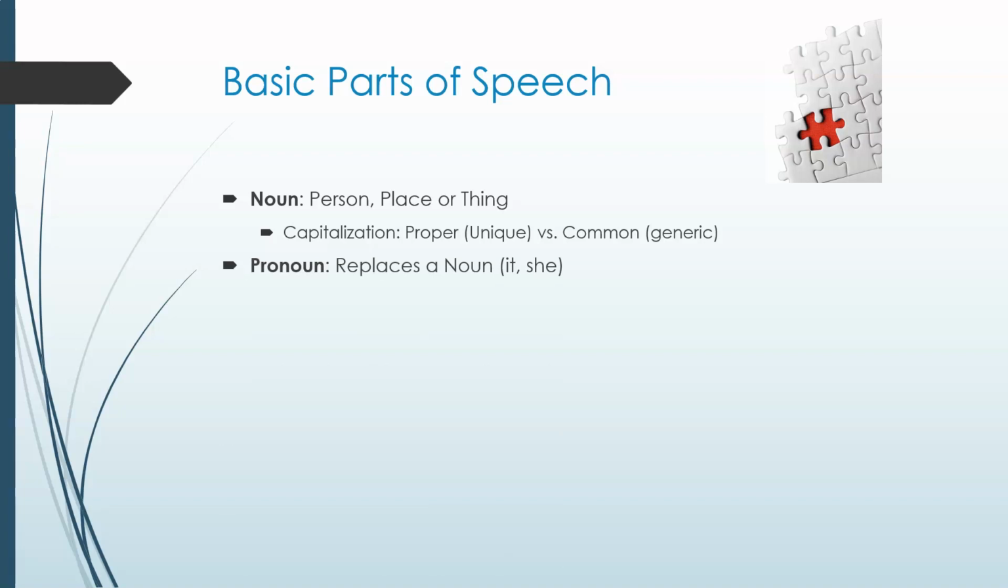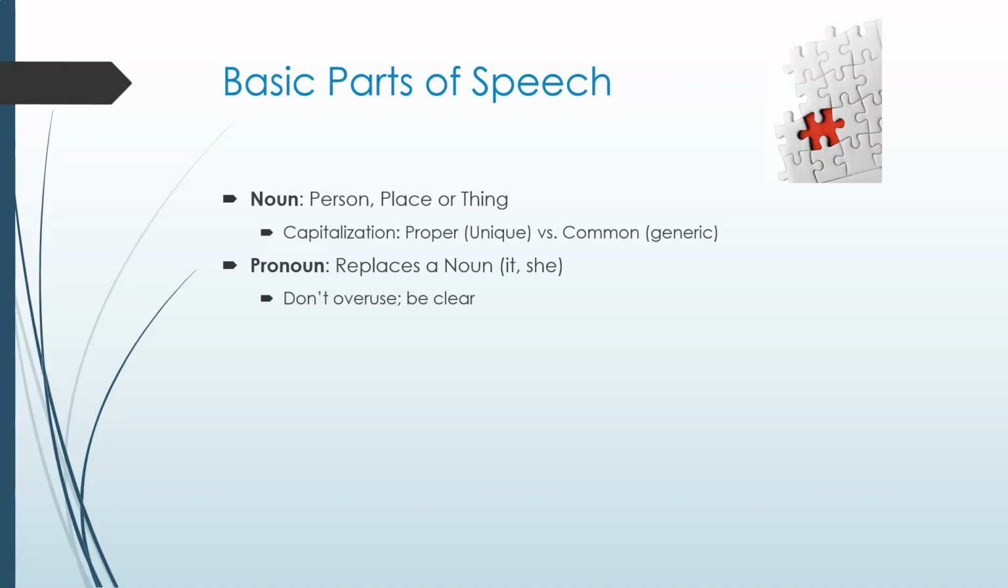Pronouns take the place of a noun. However, they can't take the place of a noun if the noun isn't there in the first place. This is a particularly common error with it and they. People use these words without saying what it is or who they are. Make sure to specify before using a pronoun.